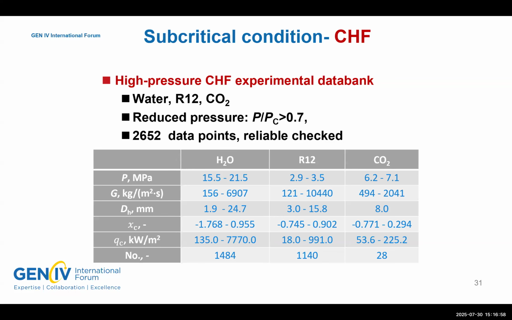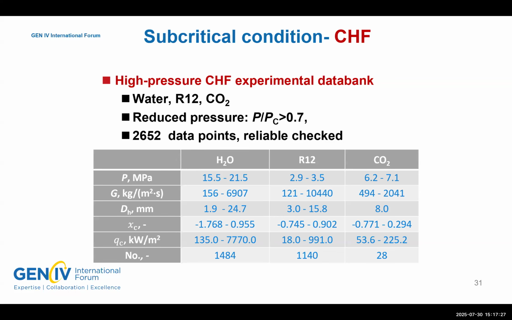Therefore, we establish a new CHF data bank for the high pressure subcritical region, and currently experiments with water and Freon or CO2 as coolant are obtained. For each data point, it contains the information of the pressure, the mass flux, tube diameter, and also the critical qualities and the critical heat flux.